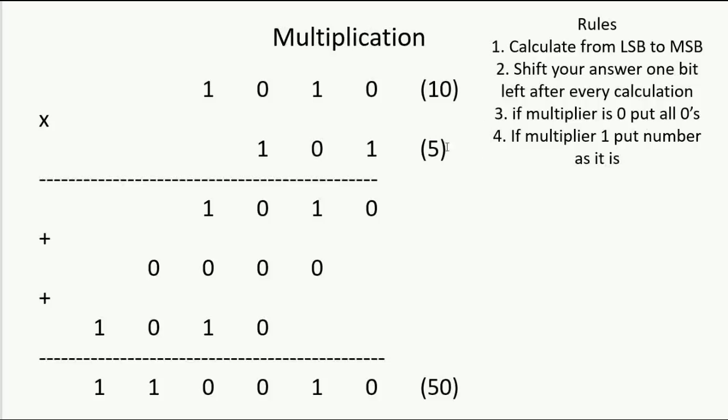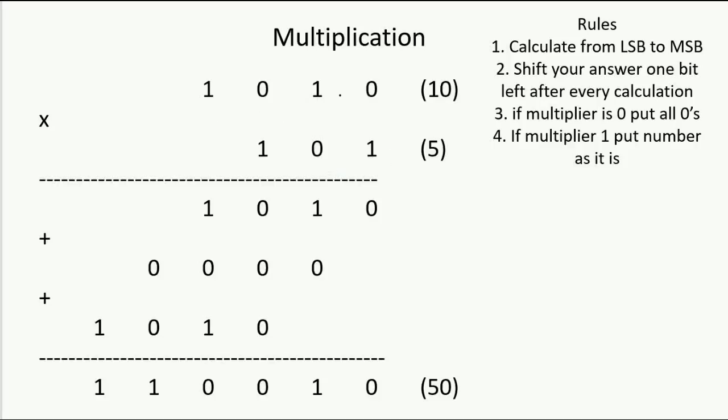Now in the multiplication, we need to focus on the 4 rules. First rule, we need to calculate from LSB to MSB. We need to shift 1 bit after every calculation. When the multiplier is 0, we need to put all 0s. If you multiply with 1, we need to put the number as it is. You need to focus on the second number that you are going to multiply over here.